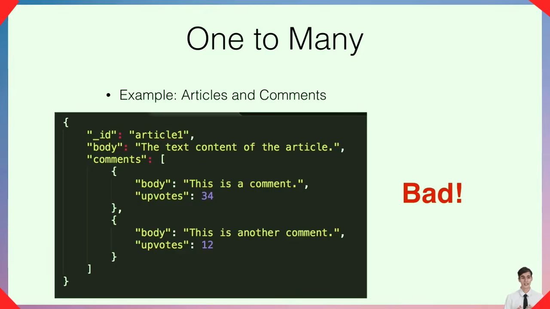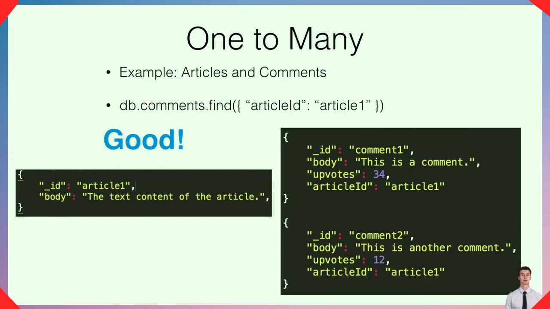When there's 2 comments, like in this example, it'll work just as fast, but you need to consider scalability. When there's 1,000 comments in this array, it's going to be a clear bottleneck on your performance, and every single time that a user wants to upvote a comment, you would have to go through this entire array and find the appropriate comment. So this is a bad way of structuring article and comment relationships, or one-to-many relationships.